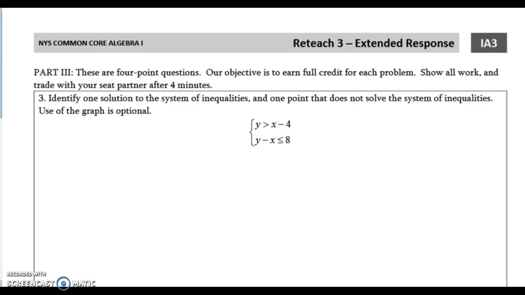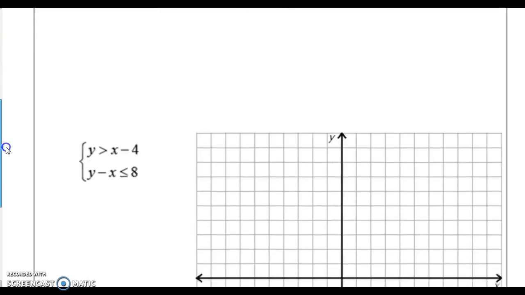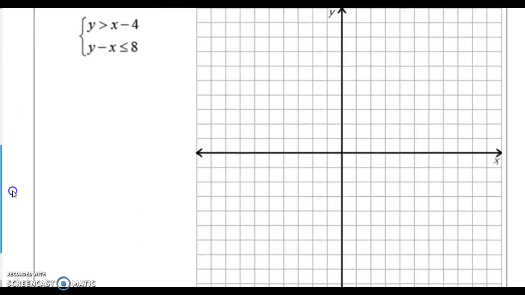Next was a question on a system of inequalities. The previous one was equations. This one is inequalities. We're asked to identify one solution and one non-solution. Use of the graph is optional, but with systems of inequalities, you should use the graph. So I've copied the system of inequalities down here, and we can see that the first inequality we can graph right away.